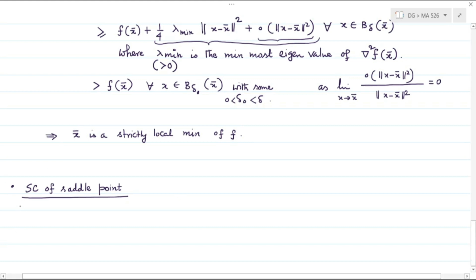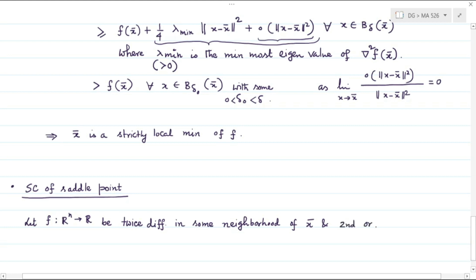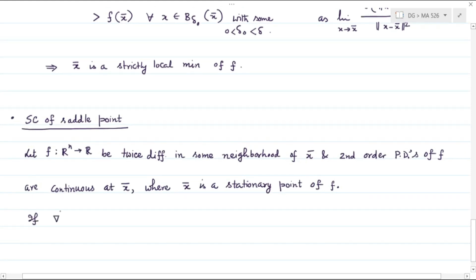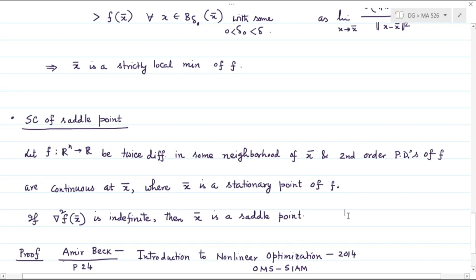Let me just state it, I will not prove it, and for the proof I will refer you to a particular book. So let f be twice differentiable in some neighborhood of x bar, and the second order partial derivatives of f be continuous at x bar, where x bar is a stationary point of f. Then if the Hessian is indefinite, x bar is a saddle point. For the proof you can visit a very classical book. Well, so this ends the second order conditions for optimality as well as for saddle point.